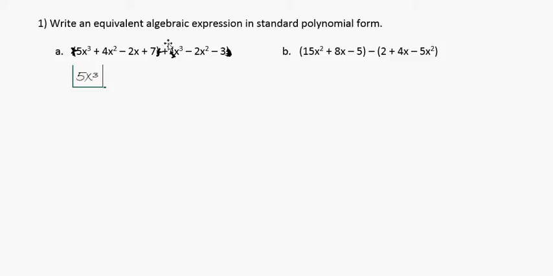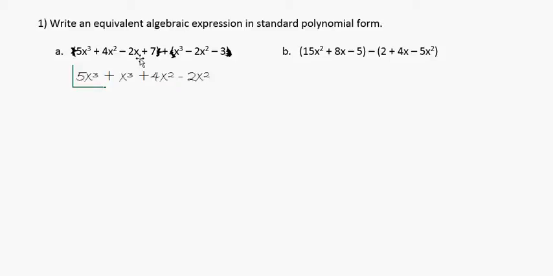So I have a plus sign here. I have an x cubed here. I'll write plus x cubed. Now I'll do my x squared terms. I have 4x squared here. And then I add a negative 2x squared, or I subtract 2x squared. So I'll start with my plus 4x squared minus 2x squared.